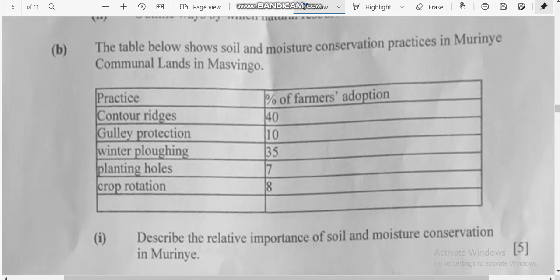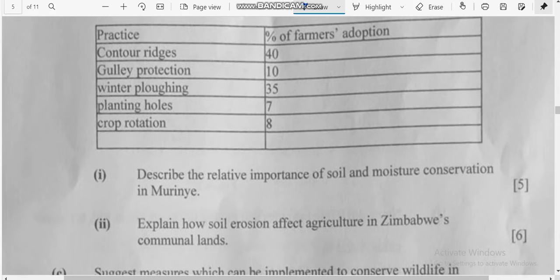The table below shows the soil and moisture conservation practices in Murinye communal lands in Mashingo. Practice, percentage of farmers adoption. Contour ridges, irrigated, 40% of the farmers. Garlic protection is being done by about 10% of the farmers in Murinye communal land. Winter plowing is 35%, planting holes 7%, crop rotation 8% of the farmers. Describe the relative importance of soil and moisture conservation in Murinye. Why is it important for the farmers in Murinye to conserve soil and moisture? That's what the question is asking, and after giving the appropriate answers, you are going to get 5 marks.